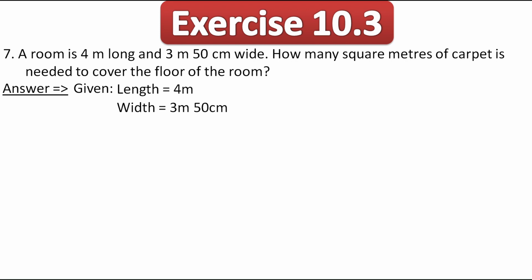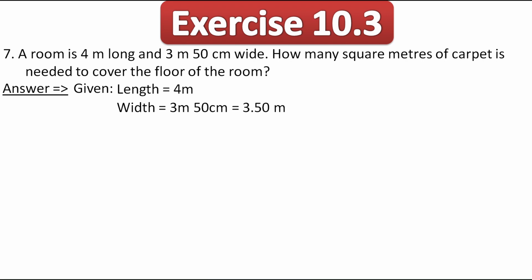Now they have told us how many square meters of carpet is needed. Carpet means like tiling only. Okay. How many square meters of carpet is needed to cover the floor of the room. Floor means the area of the floor. Okay. So we will find out the area of that floor. Okay, and we have length and width here. First we will convert this width into meter, that is 3.50 meter.